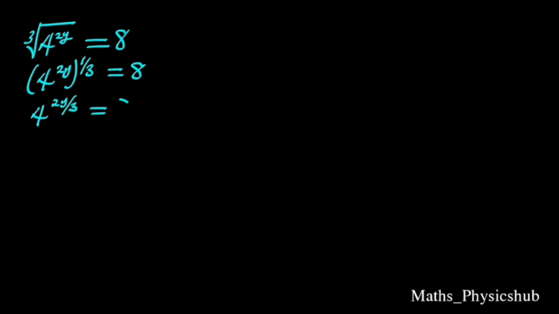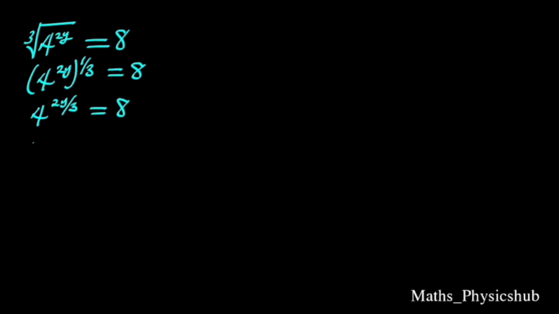If the cube root of 4 power 2y equals 8, find y. Let's go ahead and solve. First let's present the indices properly. Doing so will give us 4 power 2y, all raised to the power 1 over 3, equals 8. Multiplying the powers on the left side, that is 2y times 1 over 3, will leave us with 4 power 2y over 3 equals 8.